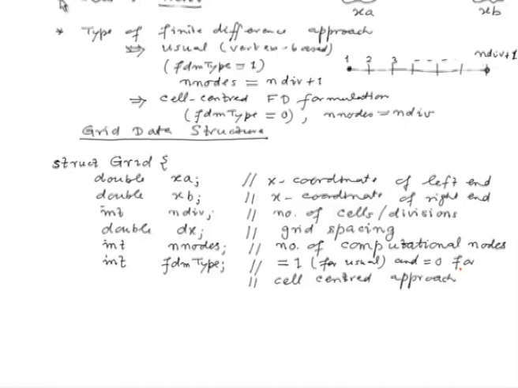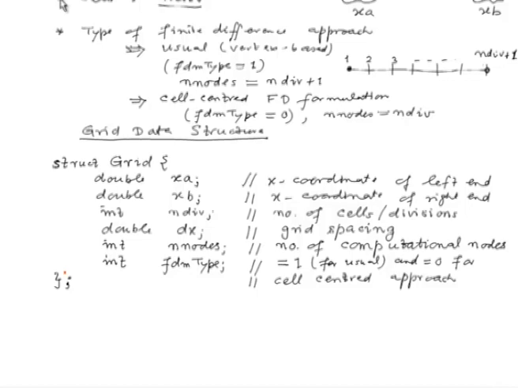So, do you think we are missing anything else, any other grid related parameter which we should put as a part of this data type? We have already taken care of the coordinates, the number of divisions, dx, that is grid spacing, total number of computational nodes, and the finite difference type. So, I think that is where we should close it. So, this is an encapsulation of all information which is related to the finite difference grid for this one dimensional problem.